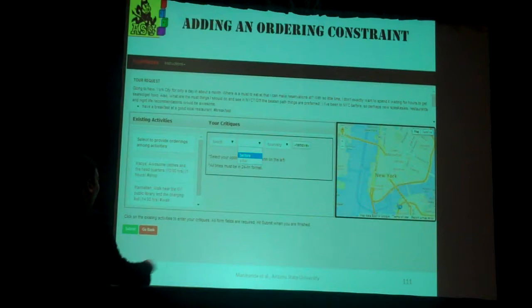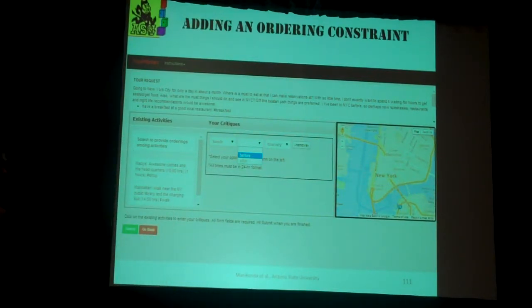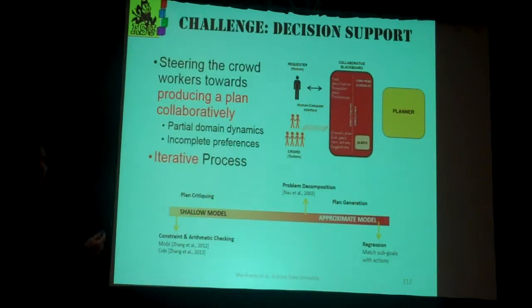And similarly for adding ordering constraints, users can come in and say, you know, lunch always ought to be before touristy activities because people get cranky otherwise. So this is another thing where you, as the planner, are trying to extract knowledge from humans. So those are the interpretation challenges. You also have decision support challenges.